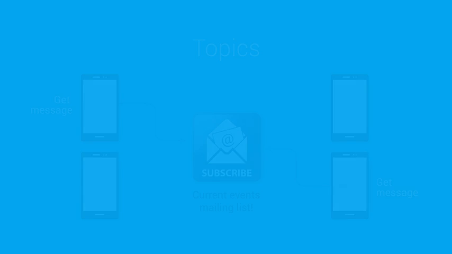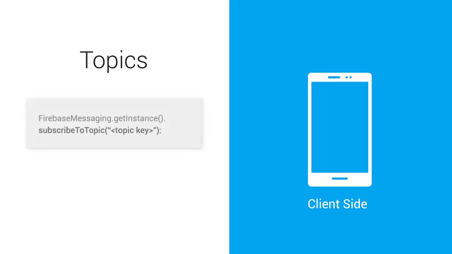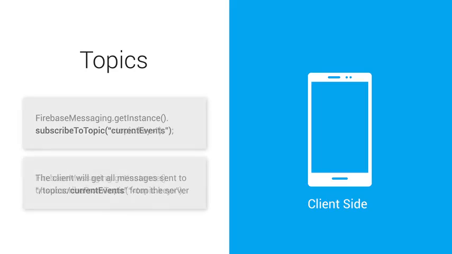So what does this actually look like in code? On the server side, instead of sending a message to a specific ID, you can send the message to a topic. A topic is represented by a single string key. For example, we could use the key current events. Note that the topic key will always come after the word topics, surrounded by forward slashes. Client devices can subscribe and unsubscribe to topics using that key. For example, using the current events key, a device subscribed to a topic will get all the messages sent to that topic. Let's see what this looks like in a more fully fleshed out example.